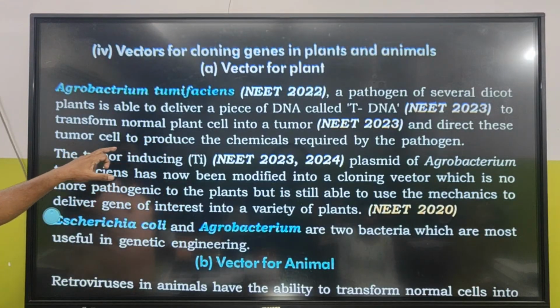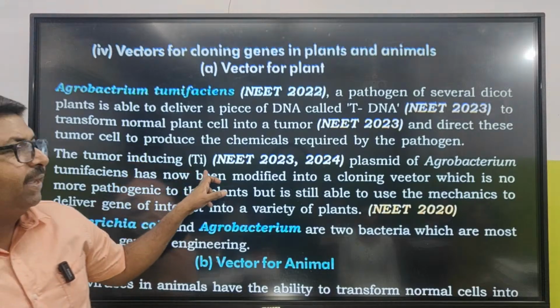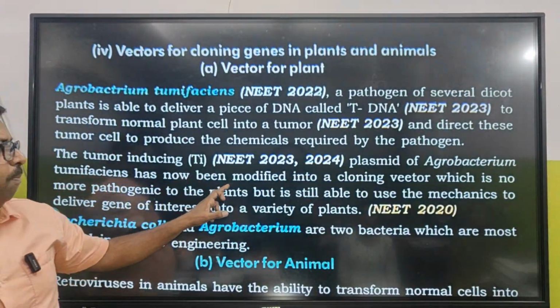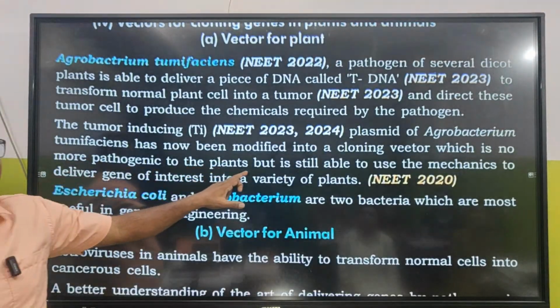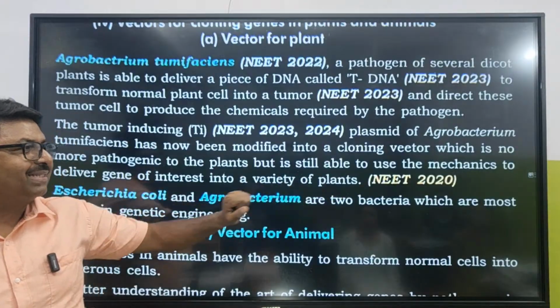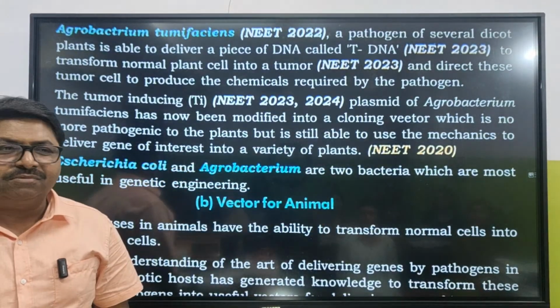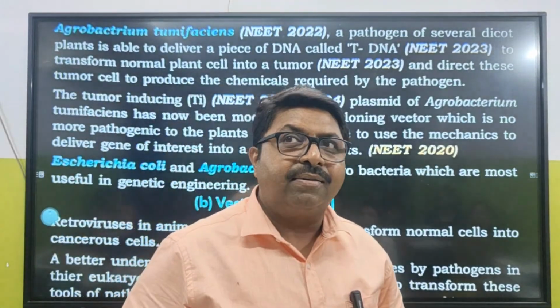And it directs this tumor cell to produce the chemicals required by the pathogen. The tumor inducing Ti plasmid of Agrobacterium tumefaciens has now been modified into a cloning vector, which is no more pathogenic to the plants, but is still able to use the mechanism to deliver a gene of interest into a variety of plants.